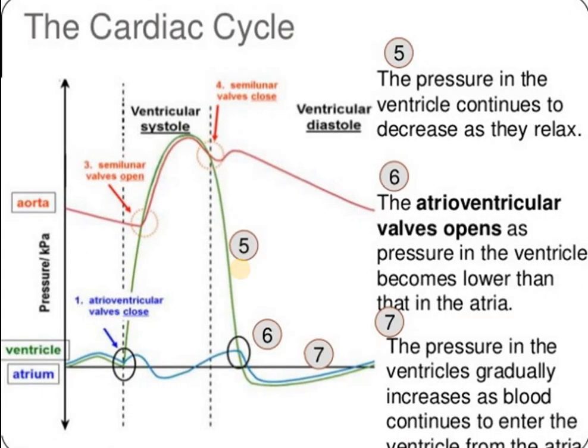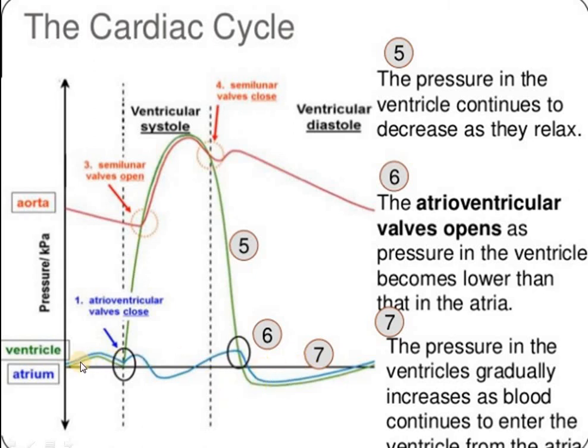This is the fifth, sixth and seventh stage. The fifth stage shows you that the pressure in the ventricles continues to decrease as they relax. You can see that the curve of ventricular pressure is going down, showing a decrease in the pressure. At point 6, the atrioventricular valves open as pressure in the ventricle becomes lower than that in the atria. At the 7th stage, the pressure in the ventricles will start to increase gradually as blood continues to be pumped into the ventricles from the atria. So this cycle will repeat itself from this point. It will start right from the first stage again.